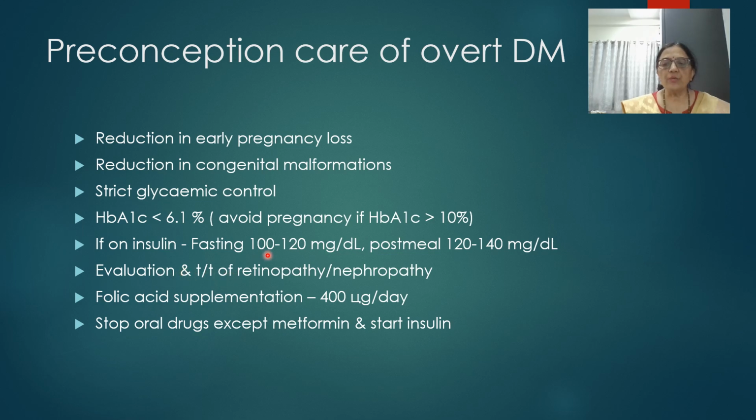No pregnancy should be unwanted or unplanned in an overt diabetic woman. In preconception only, evaluation and treatment of retinopathy or nephropathy should be done, and we need to educate the woman about the increased risk of obstetric complications whenever there are vascular complications in overt diabetes.